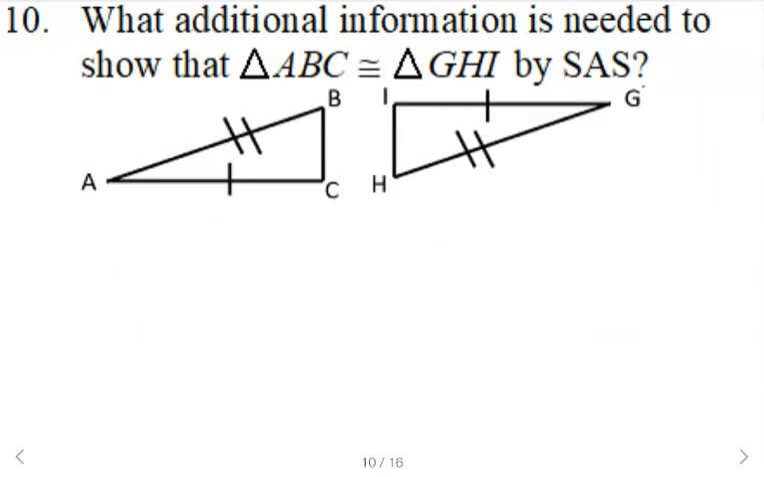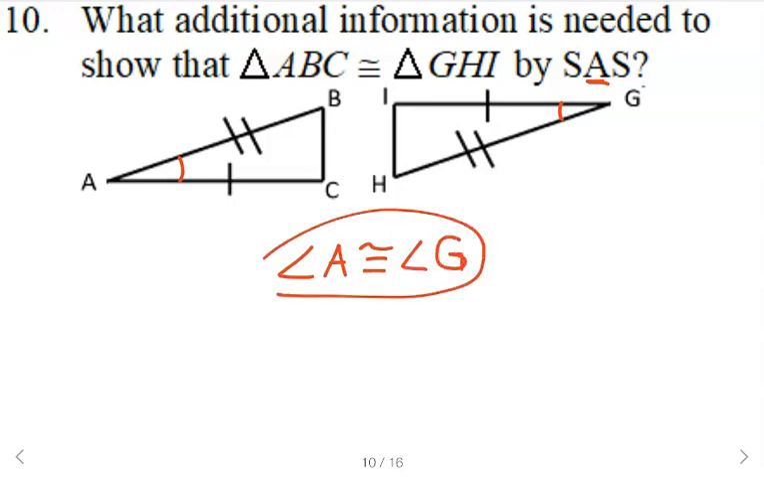All right, here we're trying to use side angle side. We have two pairs of sides. What else is needed? Well, it's the included angle, the angle in between or formed by the two sides. So we would also need to know that angle A is congruent to angle G. If we knew that, then we would have enough for side angle side.